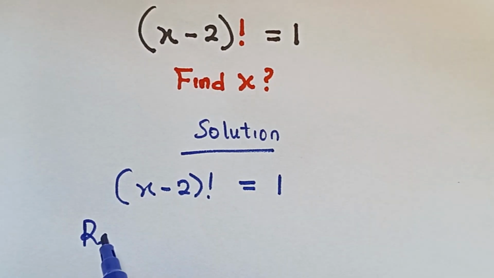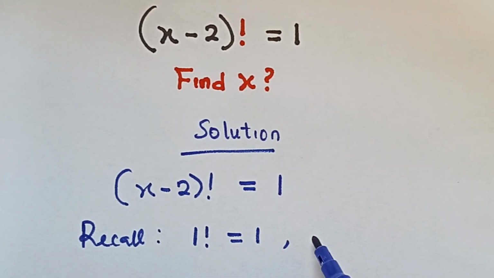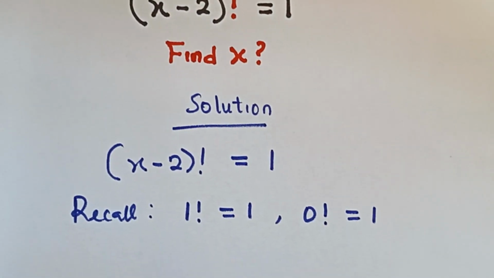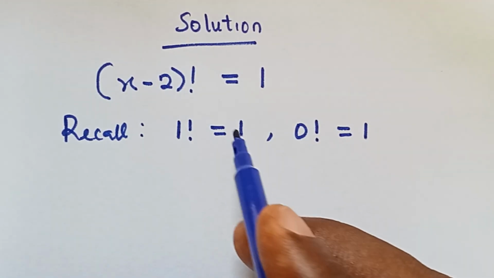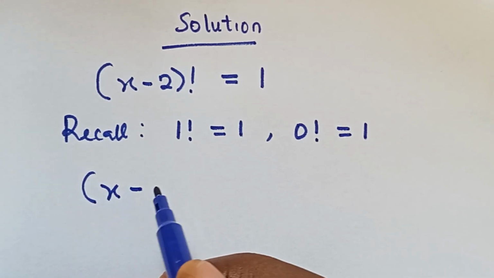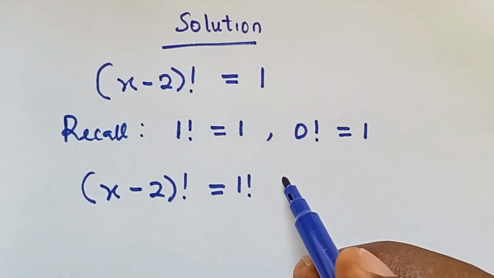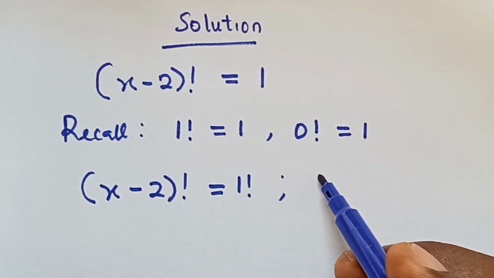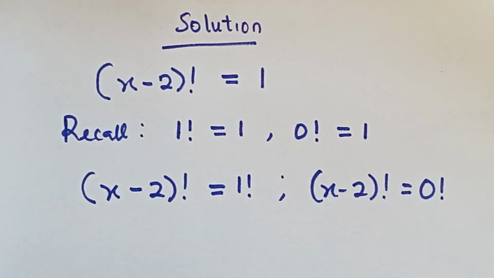Now let's recall that 1! is the same thing as 1, and also 0! is equal to 1. So we are going to use that to solve for x. Now, if we consider 1!, which is equal to 1, this is what the equation will give us: (x − 2)! = 1!. And if we consider our 1 to be 0!, this is what the equation will give us: (x − 2)! = 0!.